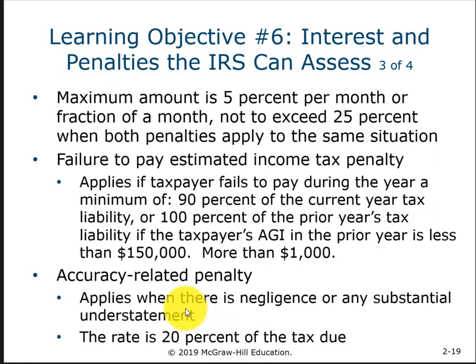Now, if you really miss the amount of tax that you should have paid, this is the accuracy-related penalty. You filed a tax return, they checked it, audited it, or something, and it was wrong, or it didn't match up with something, and you're off by a substantial amount, and of course you can argue about what substantial means. Then you could be charged an accuracy-related penalty of 20% of the amount of tax due, which could be substantial.